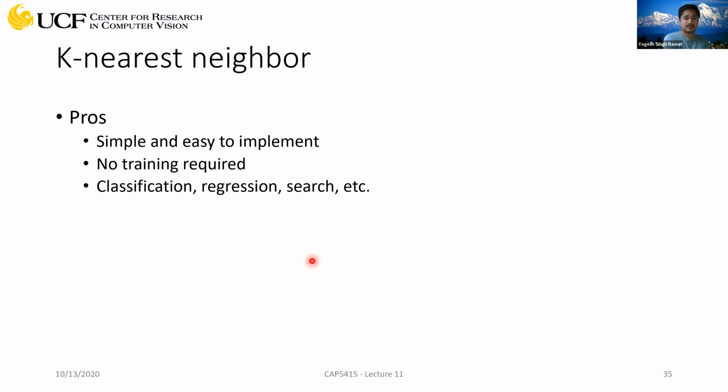Okay, so the benefits of k nearest neighbor: you have seen it's pretty simple, very easy to implement. You don't need any kind of training. And it's pretty versatile. You can use it for classification, and you can also use it for regression and search problems.